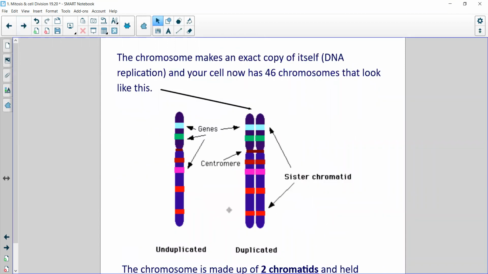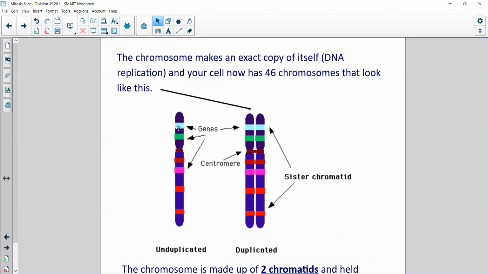And this is what it is here. So the chromosome has to make an exact copy of itself, and that's a process called DNA replication. And you'll learn more about that if you take higher. And when this chromosome duplicates itself, it looks like this. So a chromosome that has been duplicated, we say that it is made up of 2 chromatids.